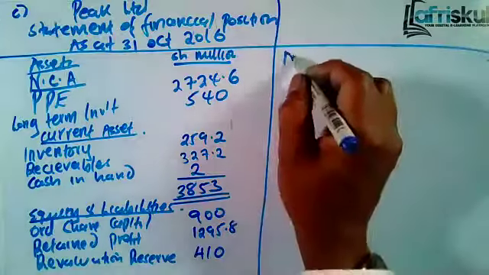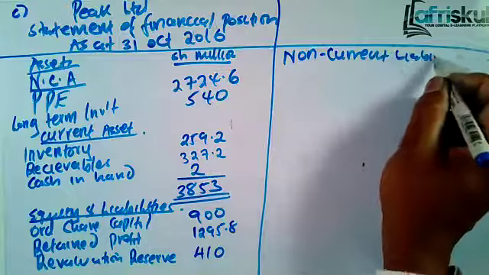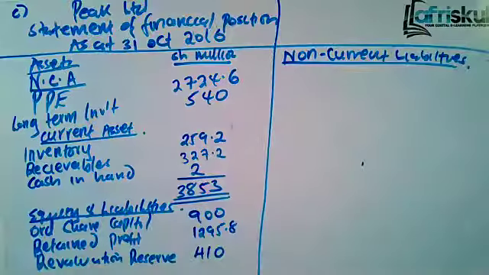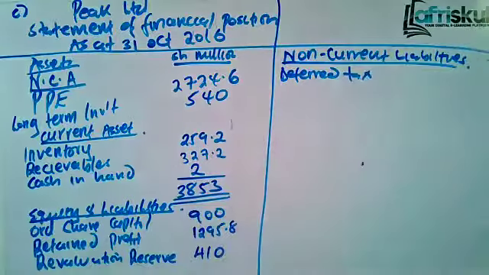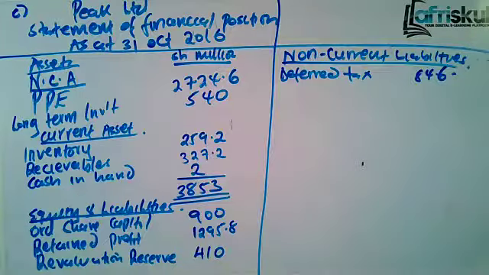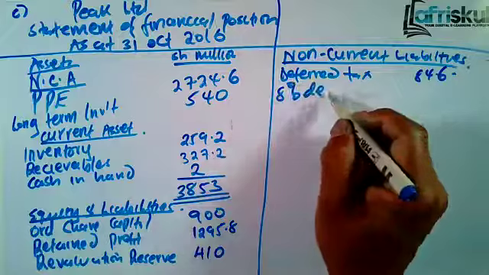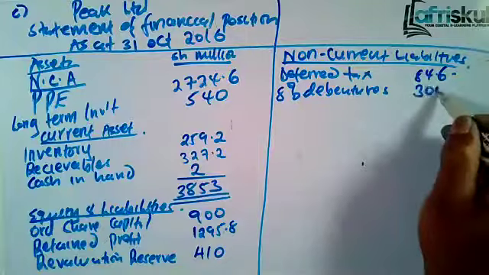Then now let's go to the non-current liabilities. Number one, we had the deferred tax. Now, for the deferred tax, it was increased from 75 to 84.6. Now, to the balance sheet, you only take the balance at the end, not at the beginning. So in this case, we ignore the 75. You take, it was revalued to 84.6. Also, we had the 8% debentures, remember? The 8% debenture from the trial balance, it was 300.